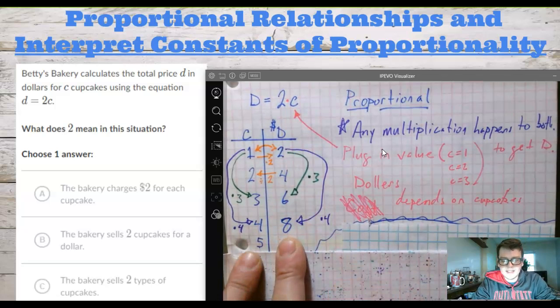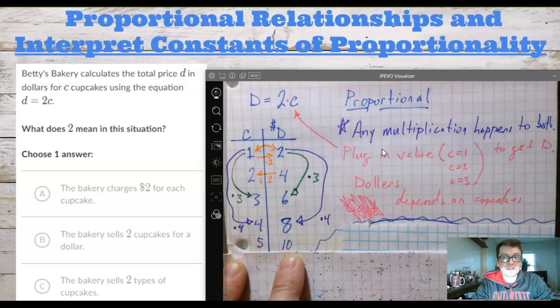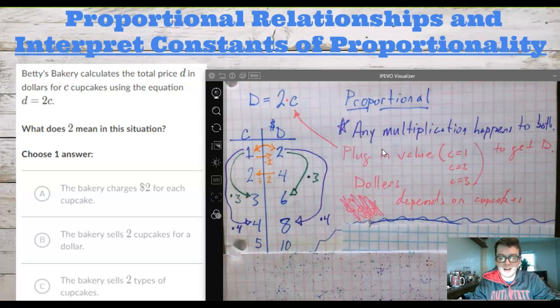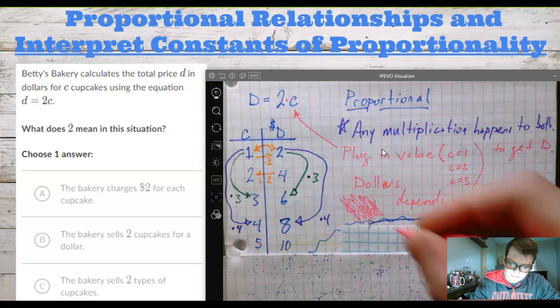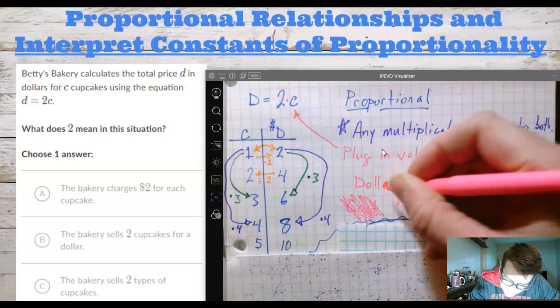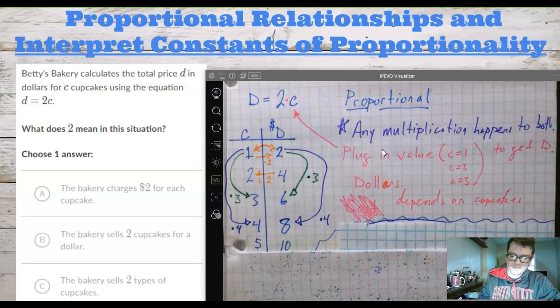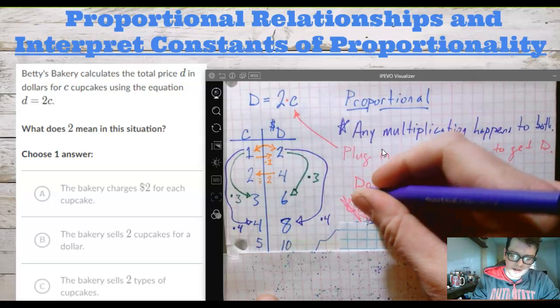So guys, when C is 5, what will D be? When C is 5, when I get 5 cupcakes. Yeah, it'll be $10. So we can say dollars, and I think that's actually an A. I was writing really fast this morning. I think dollars is A. Now it just looks like gibberish. Dollars depends on cupcakes.